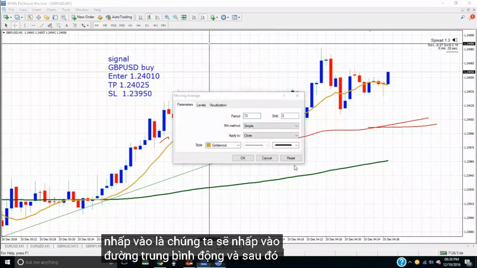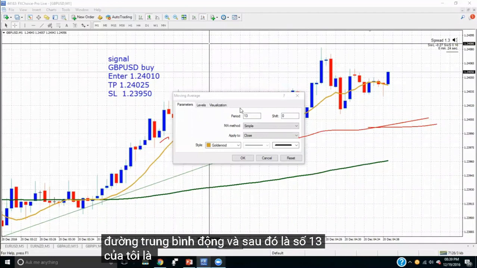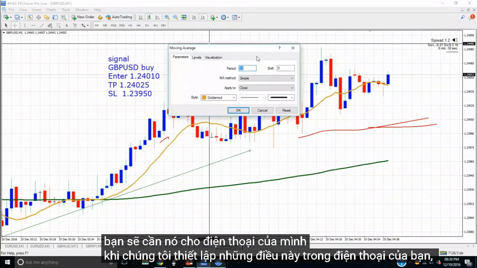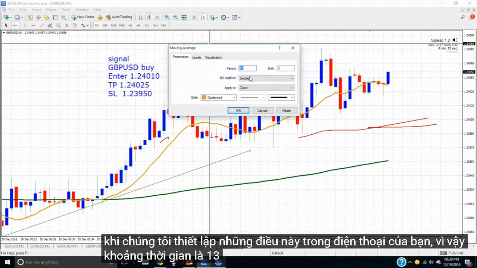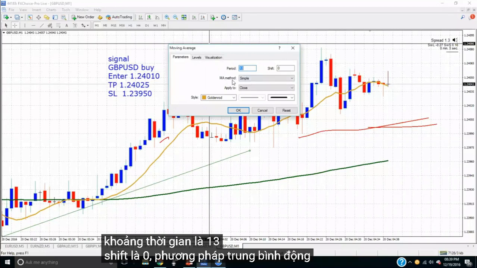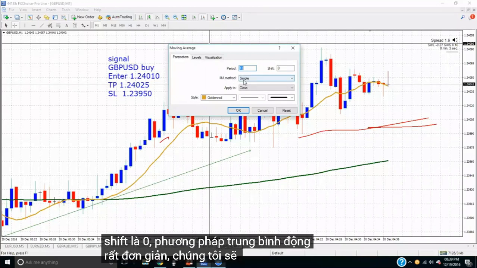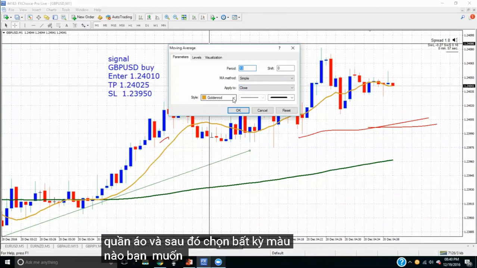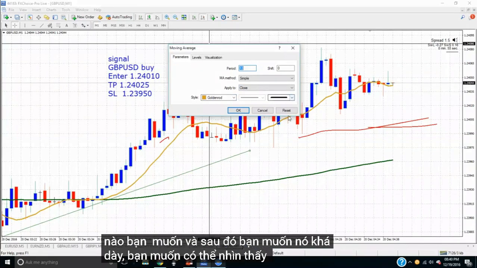And then my 13, which is my goldenrod color here, you might go ahead and write this down because you're going to need it for your phone when we set these up in your phone. So the period is 13. The shift is 0. The moving average method is simple. We're going to apply it to close, and then choose whatever color you want, and you want it pretty thick. You want to be able to see it.